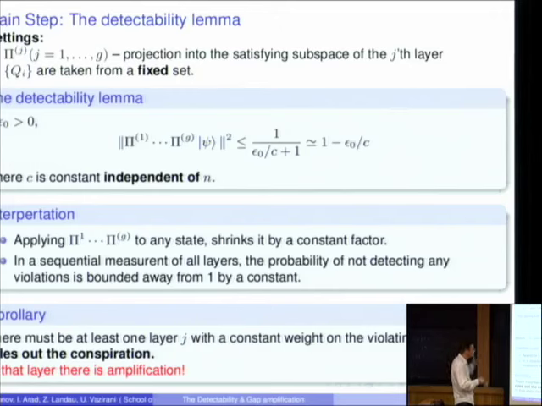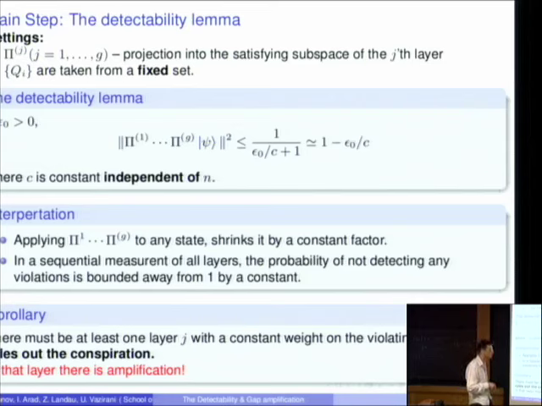And another, more physical interpretation is that if we look at these projections as measurements that are looking for violations. So if we look for violation in the first layer, and then in the second, and then the third, and we do these measurements sequentially, the chances that we don't detect any violation are bounded away from one by a constant. Constant in epsilon zero. Epsilon zero, I take it as a constant. You can think of it now as if n doesn't exist. It's just a constant number of projections. This constant does not depend on the dimension. It does not depend on m, in particular, the number of projections.